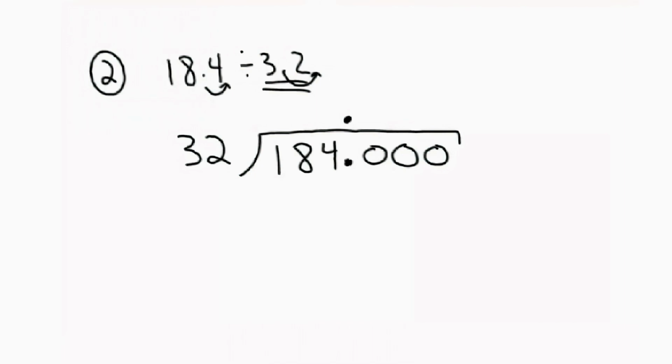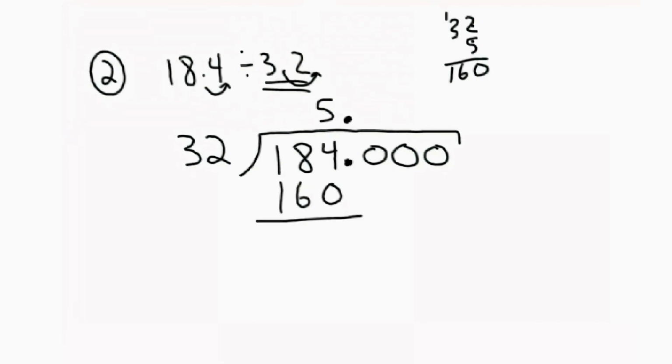So how many times does 32 go into 184? Well, 32 times 10 is 320, so I'm going to try 5. And 32 times 5, well, 2 times 5 is 10, carry the 1. 3 times 5 is 15, plus 1 is 16. Now when I subtract here, 184 minus 160, I get 24.